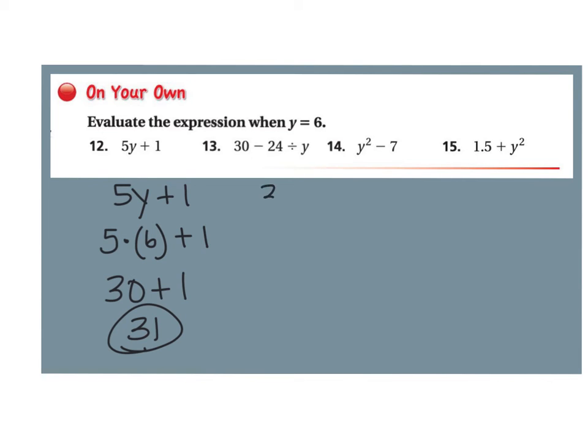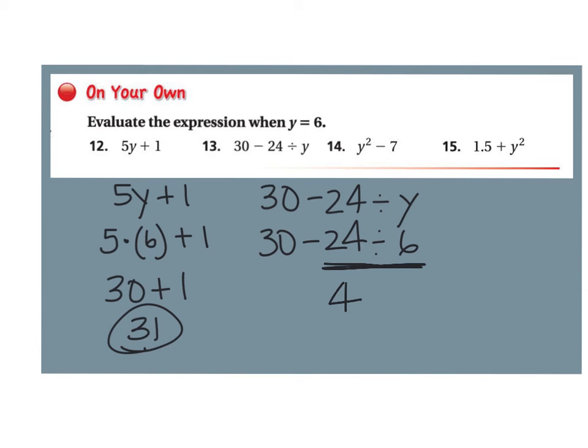If I have number 13, 30 minus 24 divided by y. Well, I've got to substitute in 6 for y. And then remember that when you do this expression, division comes before subtraction. When you think of PEMDAS, when you think of please excuse my dear Aunt Sally, division comes before subtraction. So I'm going to do 24 divided by 6 first, which is 4. And then I would do 30 minus 4, which is 26. That's my final answer.